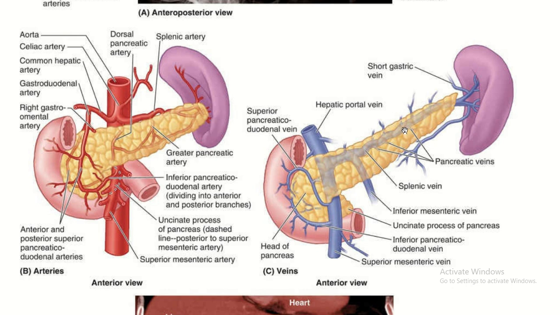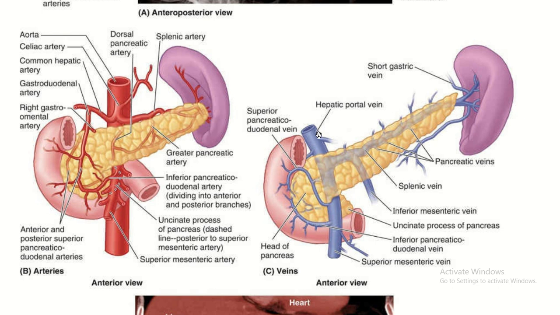And behind the body of the pancreas, you have the inferior mesenteric vein that will drain into the splenic vein, and then the splenic vein behind the neck of the pancreas is also going to join the superior mesenteric vein, forming the hepatic portal vein, which is very important.